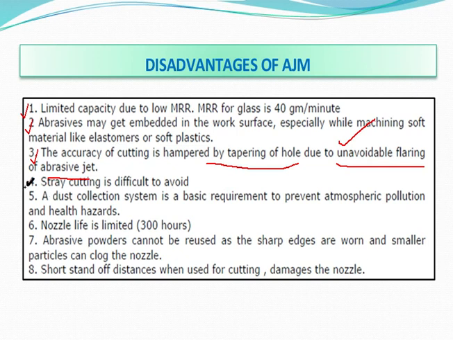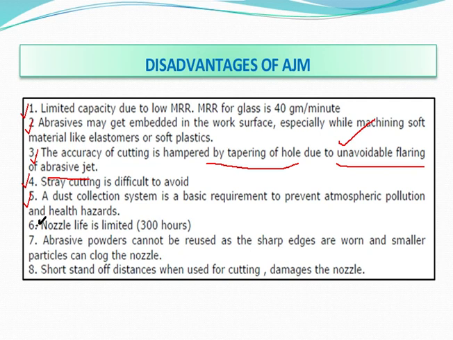Next disadvantage is stray cutting is difficult to avoid. Next, a dust collection system is a basic requirement to prevent atmospheric pollution and health hazard. Because I have already told, if you're machining some harmful material, then the gas that is ejected affects the atmospheric air. So it is increasing the pollution. So that's why it is a little bit limited for this particular reason.